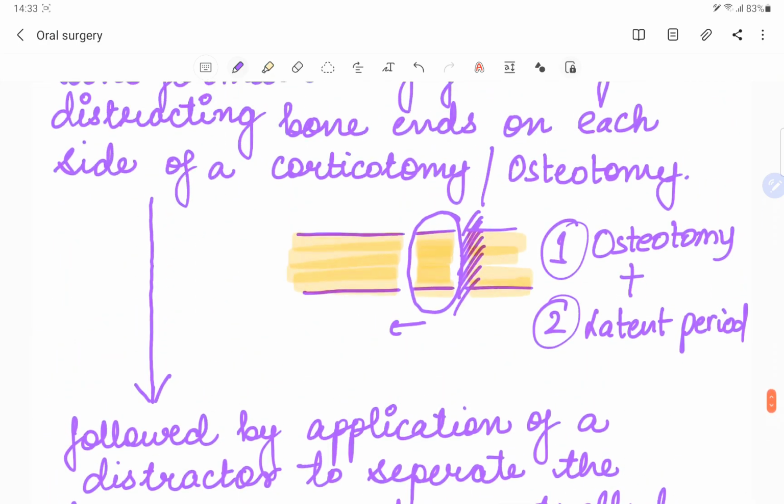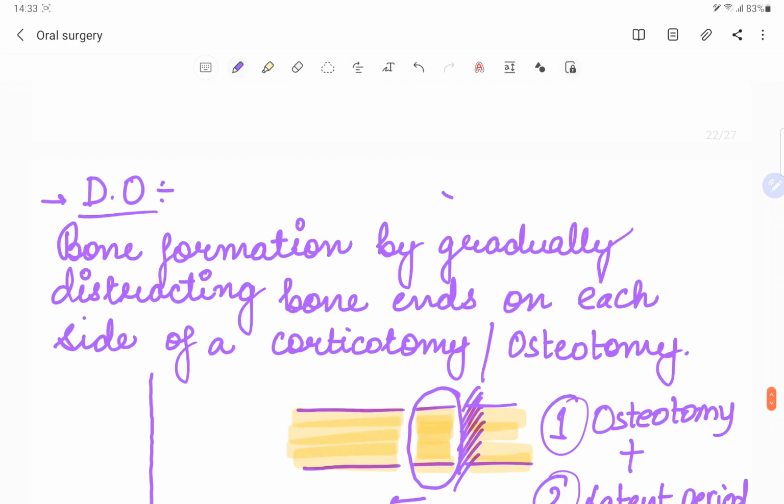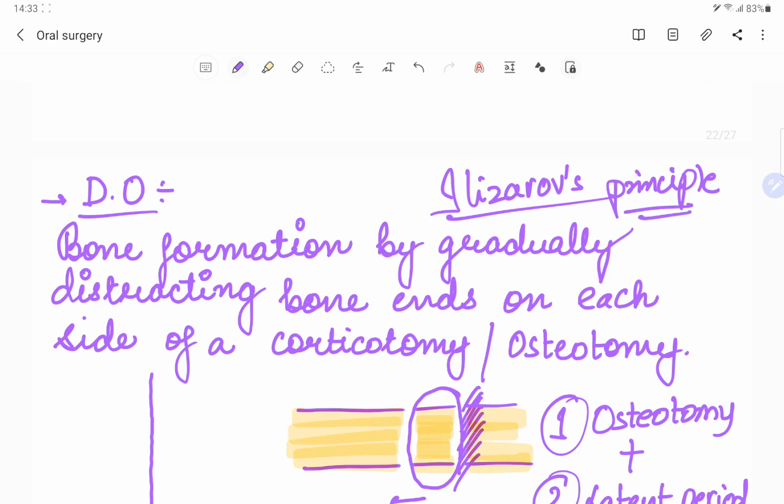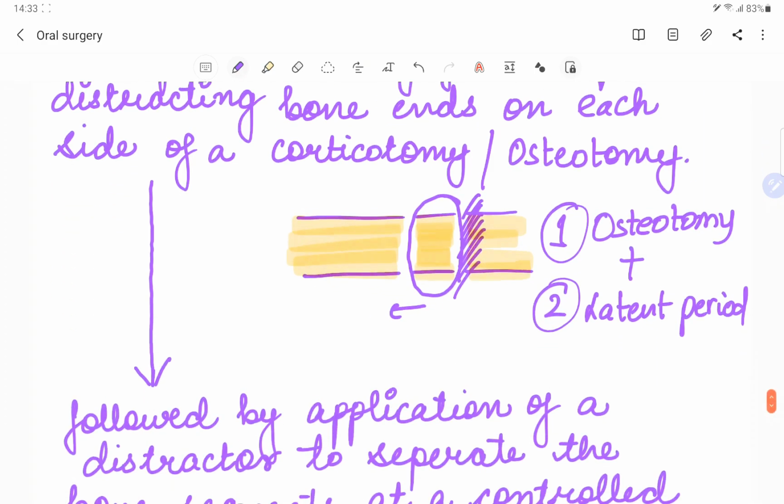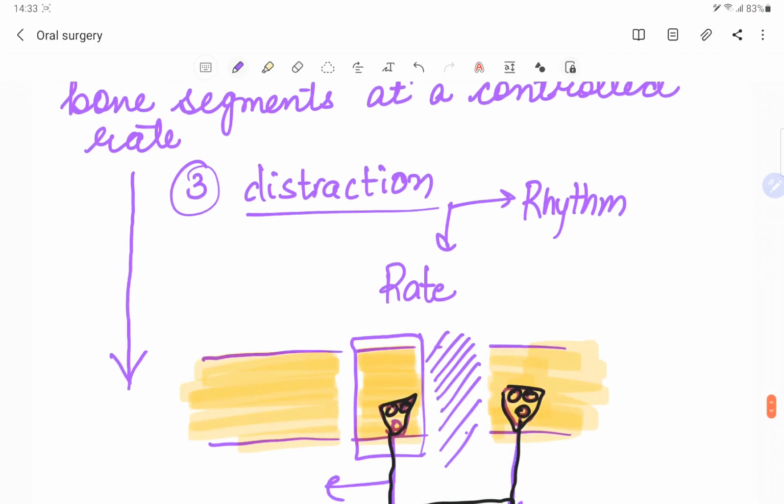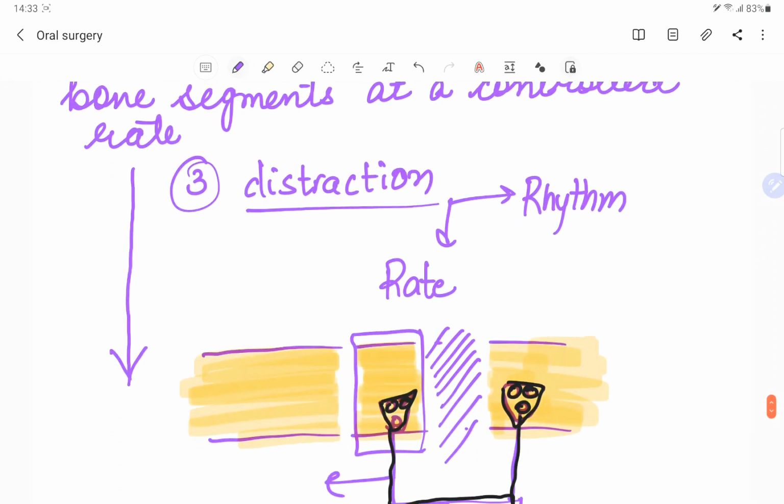So these are the Elizarov principles. So let's just write, these are the Elizarov principles. So what are the steps? First thing is we prepare a cut in the bone, that is we call the osteotomy. Then we let it sit so that new blood vessels are formed. So that is the latent period. Then we start distracting these bony fragments which we have cut. So that is known as the distraction.